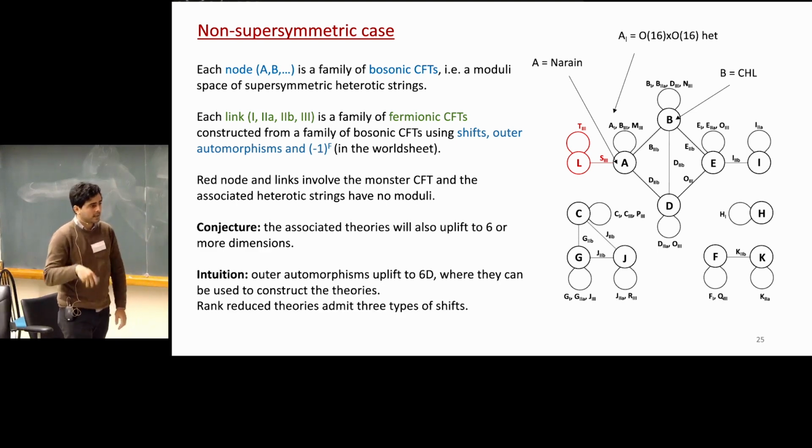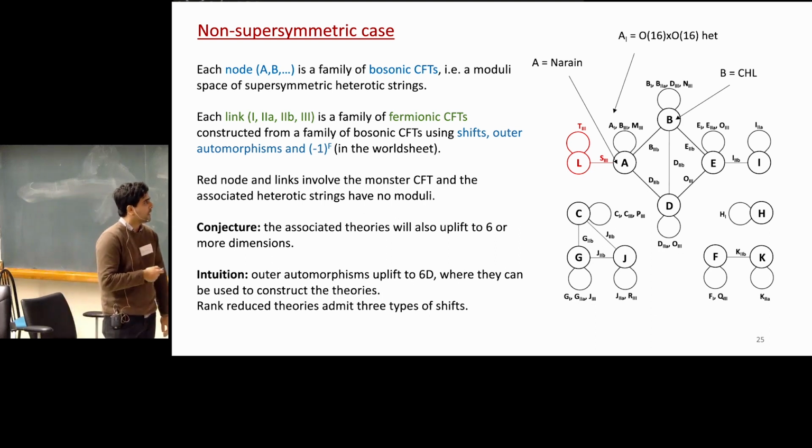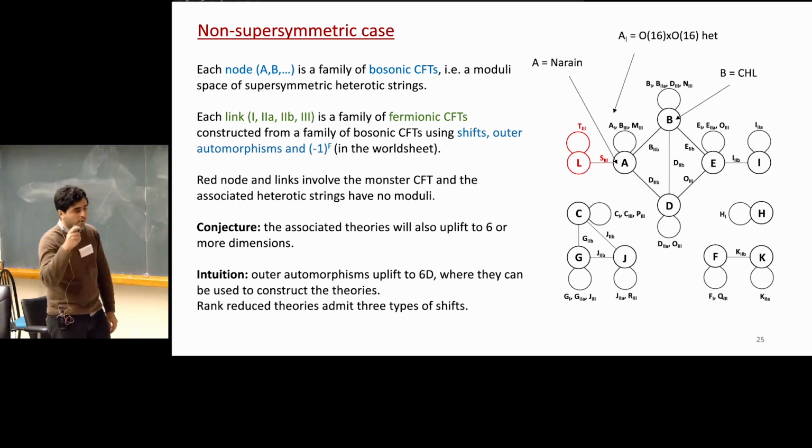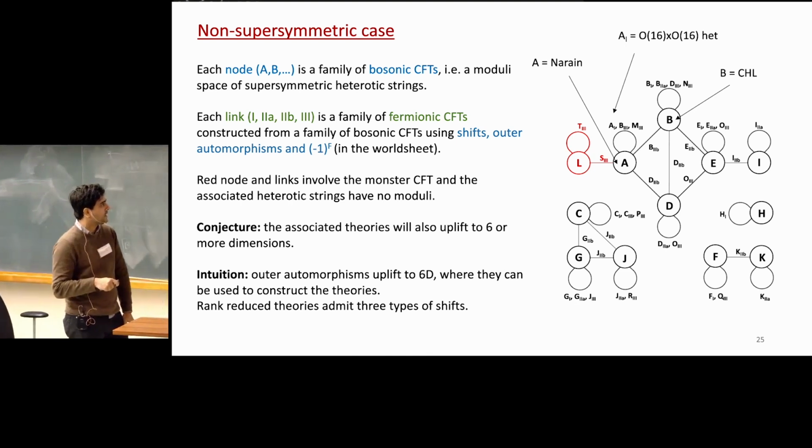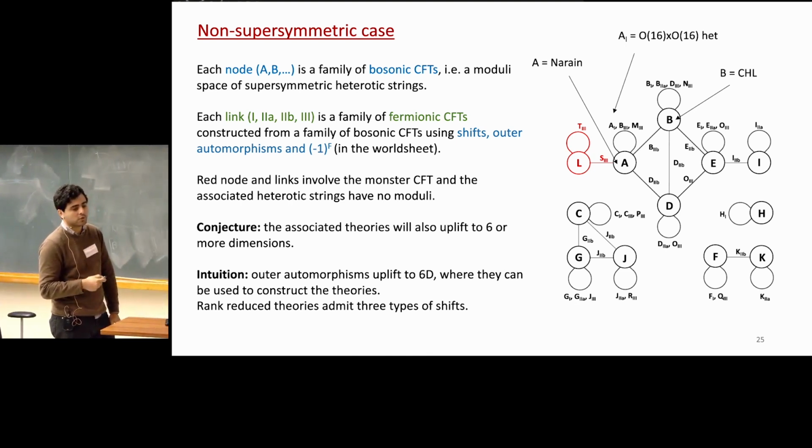The conjecture that I have, and I'm very confident of, is that all of these non-supersymmetric theories will also uplift to 6 dimensions or more. So it gives me a classification of those theories. The intuition behind that is that to construct them in 2 dimensions, you can do that, and this requires outer automorphisms. Those automorphisms have to uplift to 6 dimensions, and then you can apply them there to get the 6-dimensional theories.